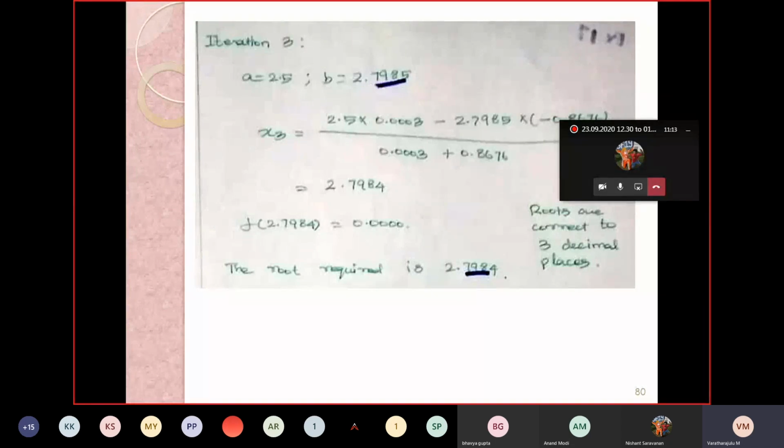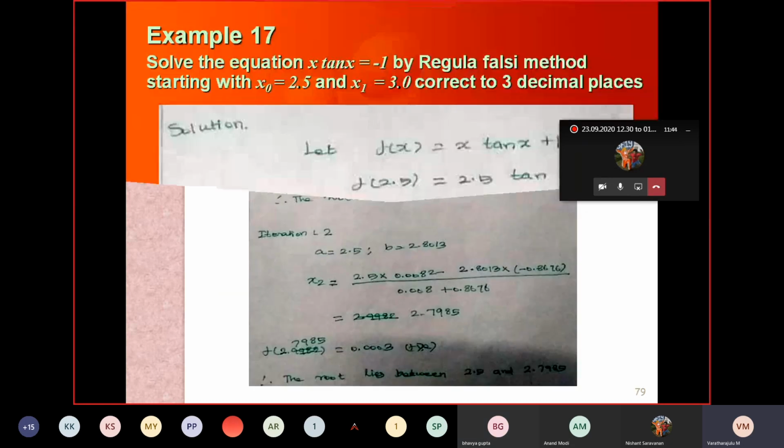Considering four decimal places, this does not seem to be 0. But while using the calculator with 4-digit accuracy, we will get 0.0000, and therefore the required root is 2.7984. Have you cleared? The switching of boundary is very essential. Do you have any doubts in this particular problem? Now in this problem we are switching the upper boundary.